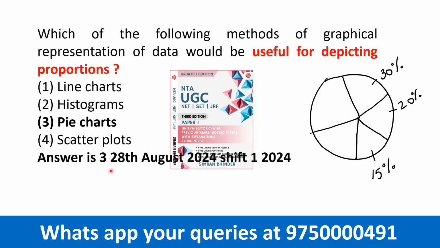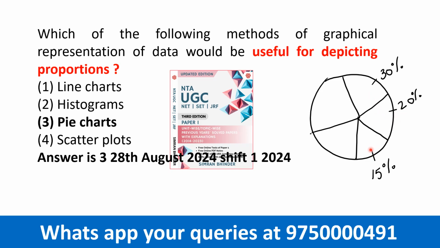This is another UGC-NET question taken from 28th August 2024 shift 1. So herein the question is, which of the following methods of graphical representation of data would be useful for depicting proportions? Useful for depicting proportions. The answer to this question is pie charts. You can see over here this is a circle and there are different pies, or we can say slices, that represent different categories. Percentage wise, the different pies are showing the different parts that contribute to the whole. Okay, for example, we can say market share of companies that is represented by ABC.